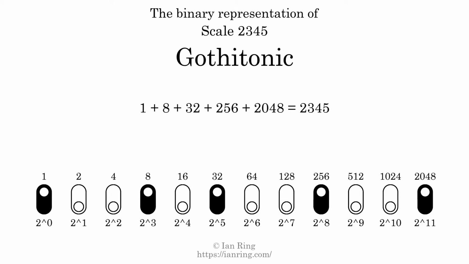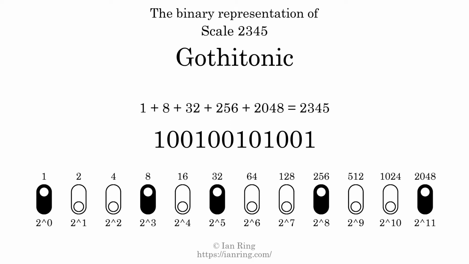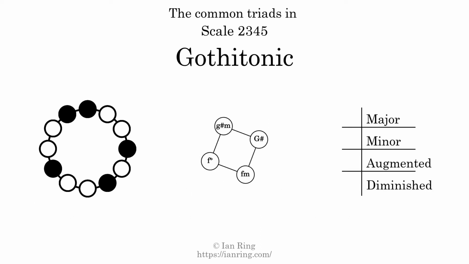2345. The scale number not only enumerates the scale with a unique index, but it also literally describes the tonal content of the scale. Represented as a binary number in base 2, the scale number is 10010010101. Here are the common triads present in this scale.